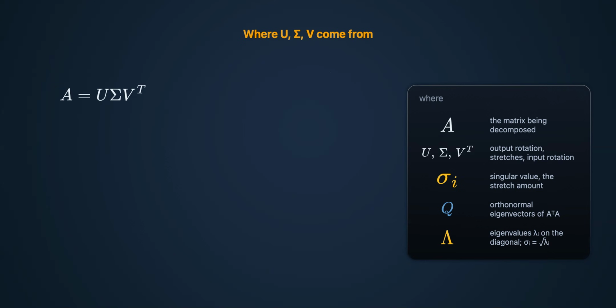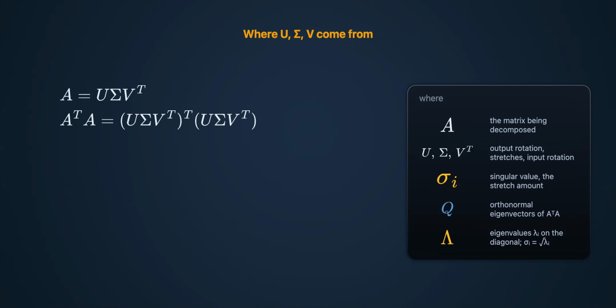U, sigma, and V are not new magic. Let us derive them, assuming nothing and skipping nothing. We want U, sigma, and V. We do not yet know they exist, so assume they do and see what that forces.